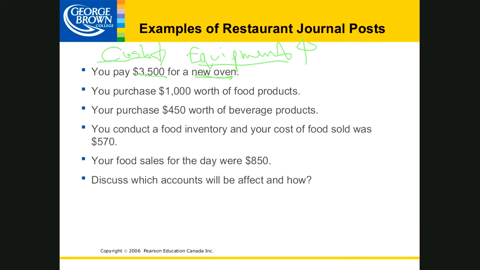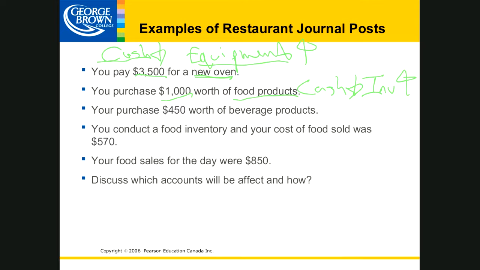Next, you purchase $1,000 worth of food products for inventory. So this is affecting cash because you've paid cash, so your cash is going down. But the value you received was food products, so your inventory is going up. So those are the two accounts that are being affected.